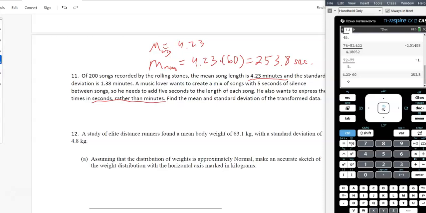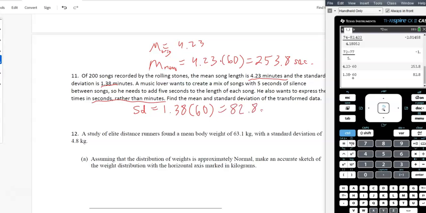Let's talk about standard deviation. Multiplying does affect the mean, right? The measures of center are all affected when you multiply every data value. But standard deviation, will that be affected by multiplying? Let's see. If you add, it doesn't affect standard deviation, but if you multiply, it does. So you're going to need to take 1.38 times 60. It is going to be more spread out. So standard deviation equals 1.38 times 60. So the new standard deviation is 82.8 seconds.